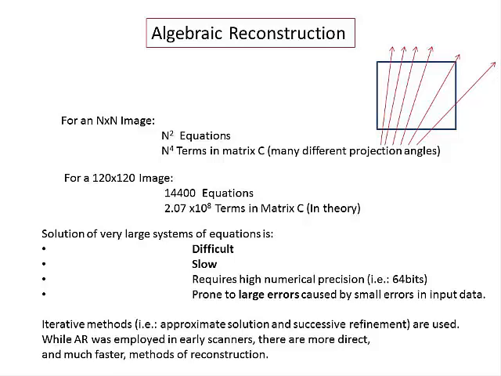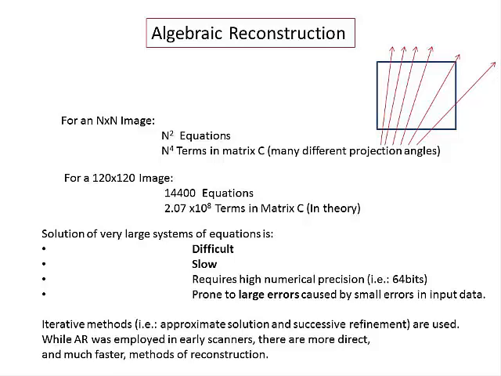If we now think about a practical image with, say, 120 by 120 cells, we run into problems. This is because the number of equations increases with the square of the linear dimension of the image, and the size of the matrix C increases with its fourth power. Thus the number of equations is 14,400, and the number of terms in the matrix C is in theory 200 million.